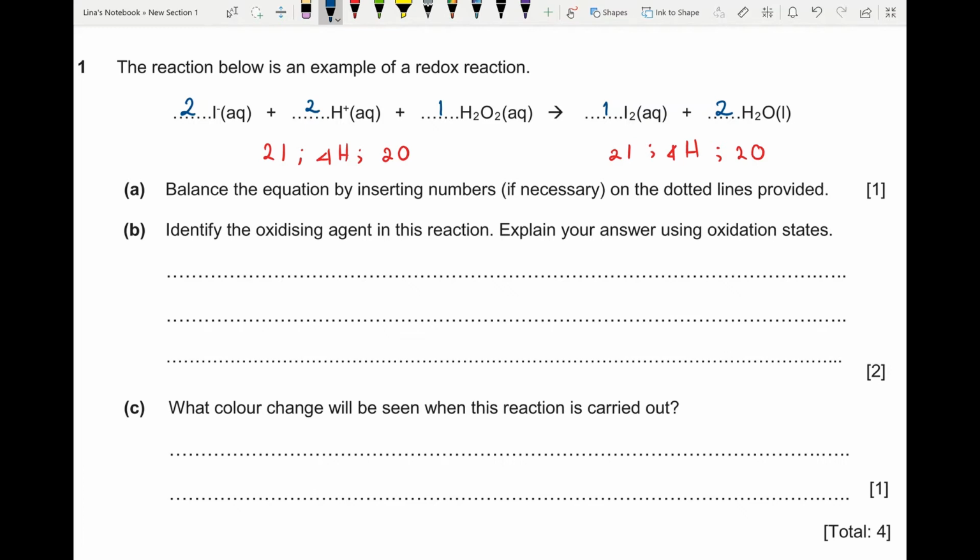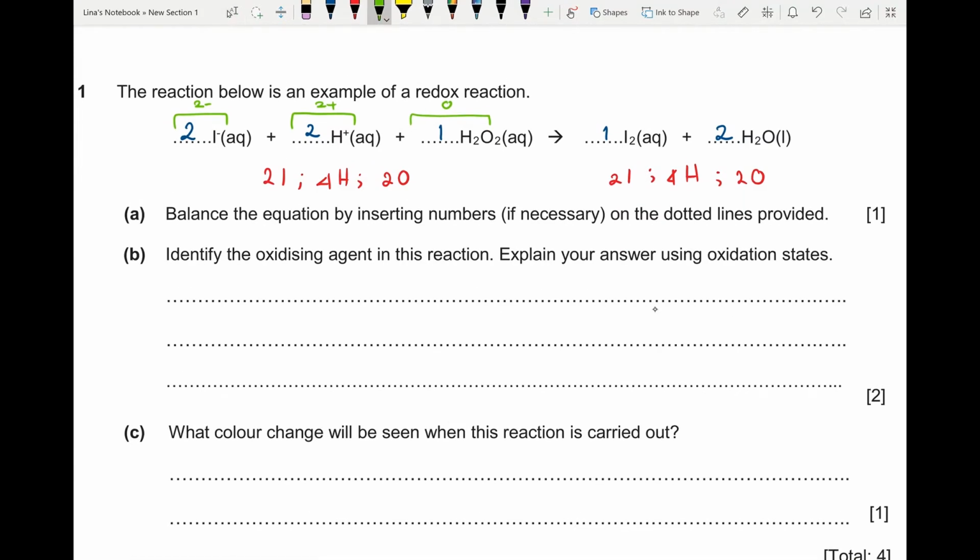Now, other than that, we also have to check that we have balanced the charge. On the left hand side here, we have 2 minus, this one we have 2 plus, and this is 0. That means a total of 0 charge. On the right hand side, we have 0 and 0, also 0 total charge. Now the equation is completely balanced.